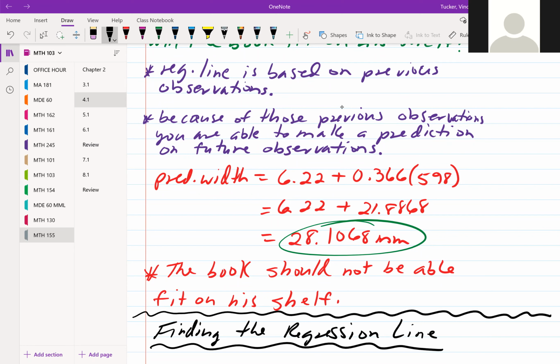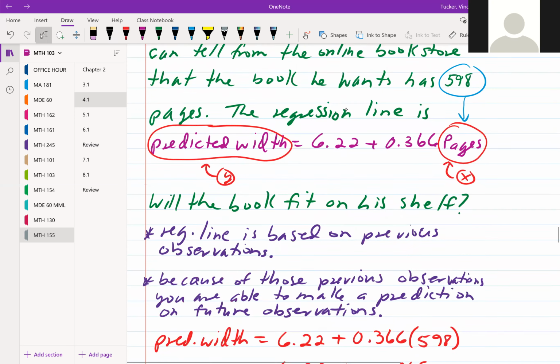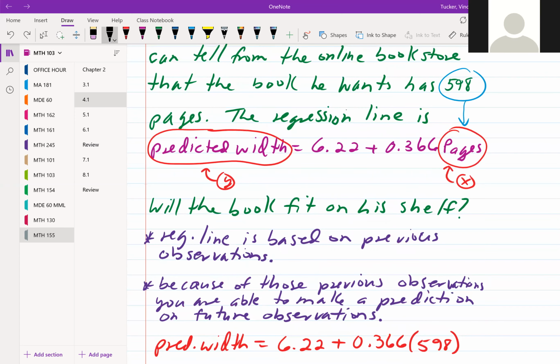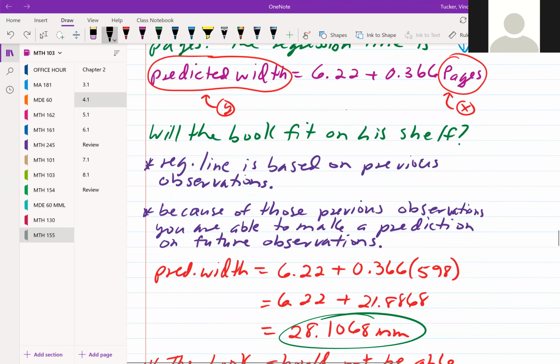When you went over the predicted width equals 6.22 plus 0.366, where did those numbers come from? They gave it to us. Oh, that was given. Yeah, that was given right here. Oh, here. Okay. Thanks. Not a problem.